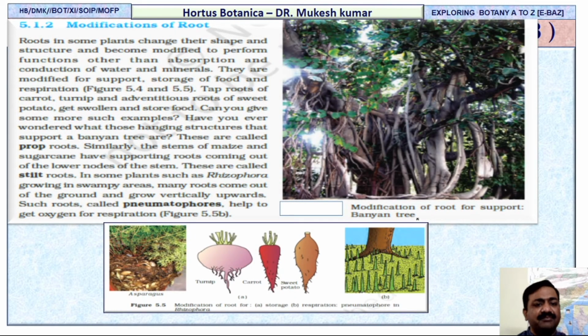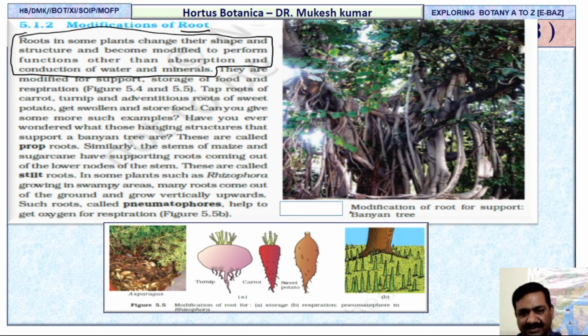Now we'll talk about modification of roots. Modification means adaptation for the changing environment, its habitat and surroundings. So the first modification in root: roots in some plants change their shape and structure and become modified to perform functions other than absorption and conduction of water. This is the definition of modification. A question will come, what do you mean by modification? You can define it in this language according to NCERT also.